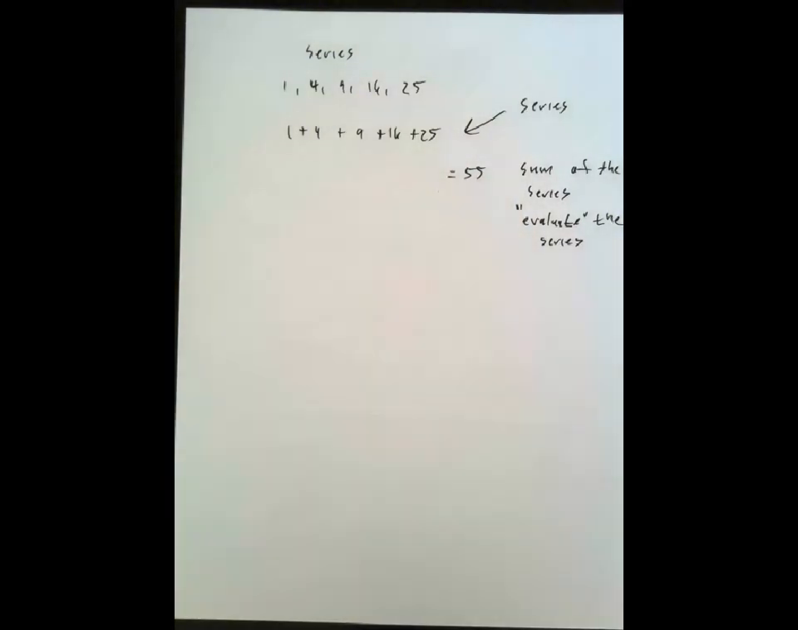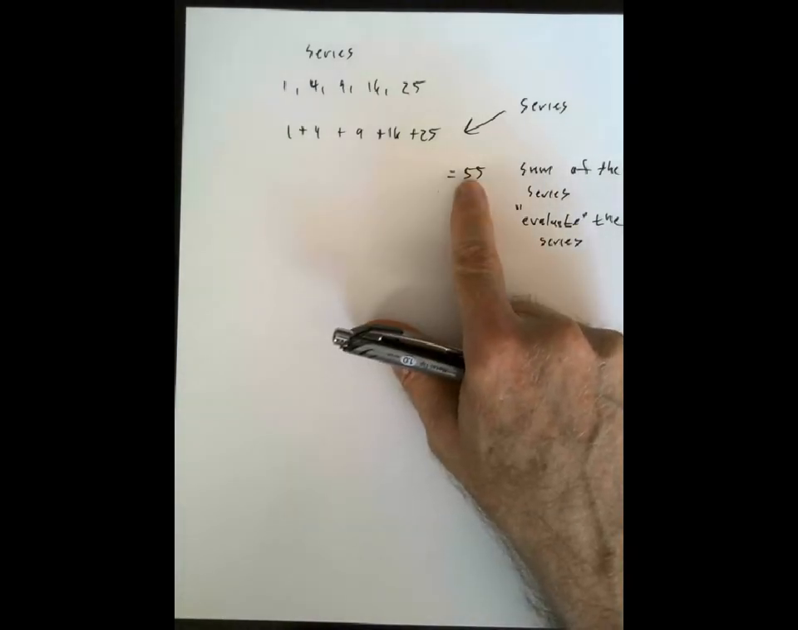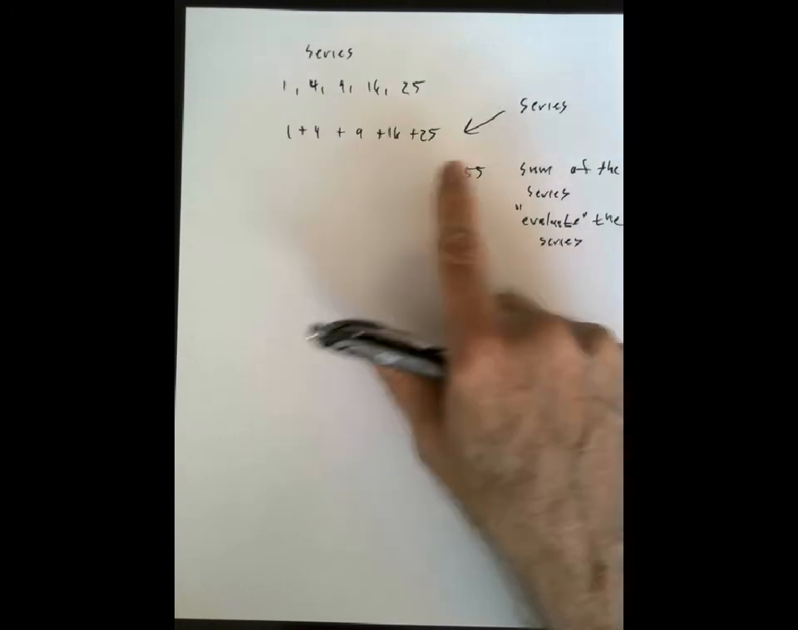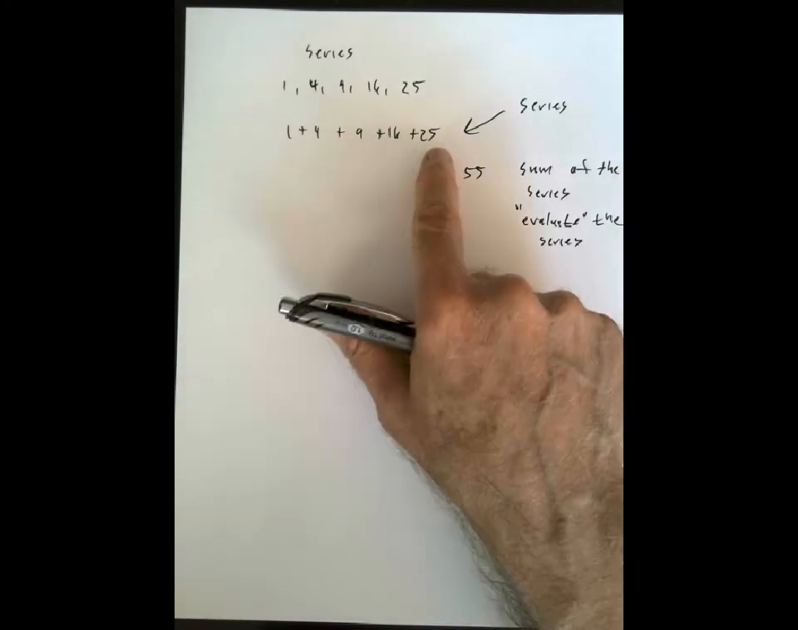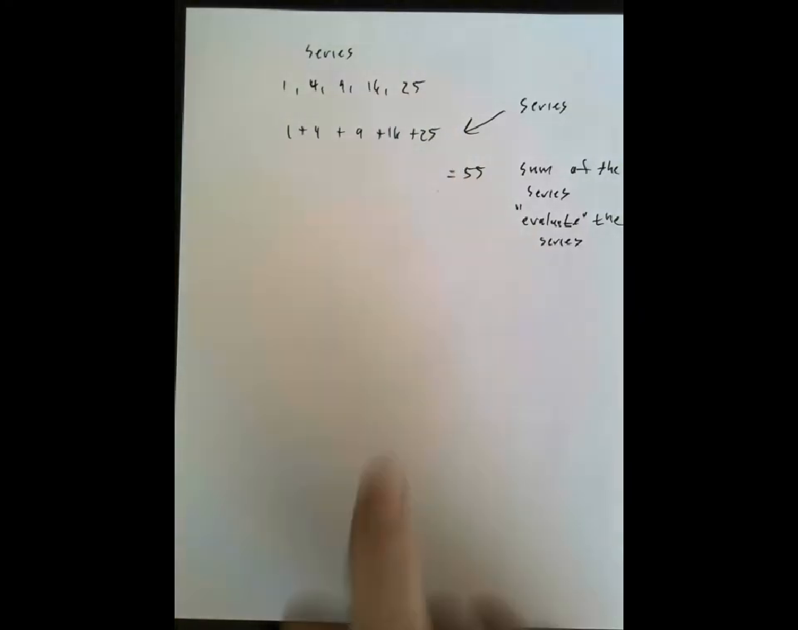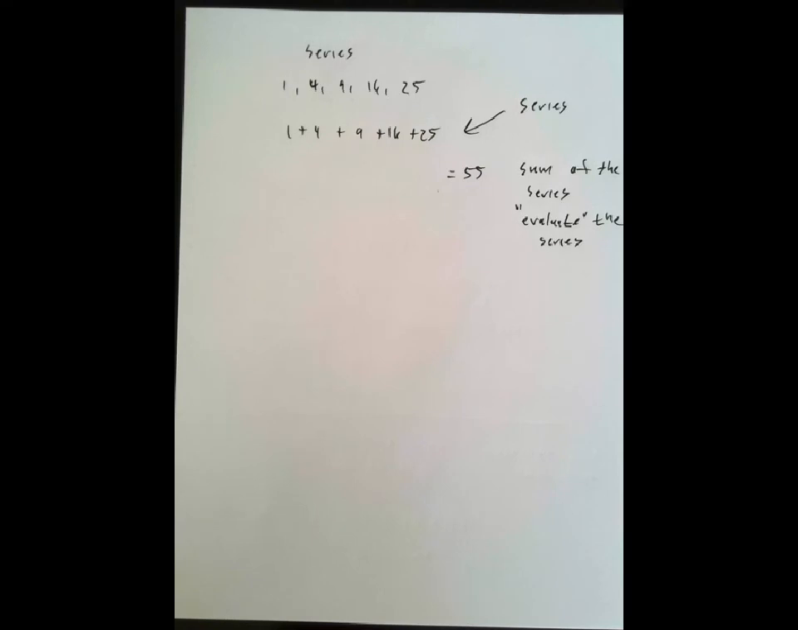But when we talk about a series, we don't mean the sum. When we talk about the series, we mean the list of the numbers, the sequence where the terms have been added together, written out fair and square like that. That's the series. Okay? All right, very good. So that's the idea of a series.